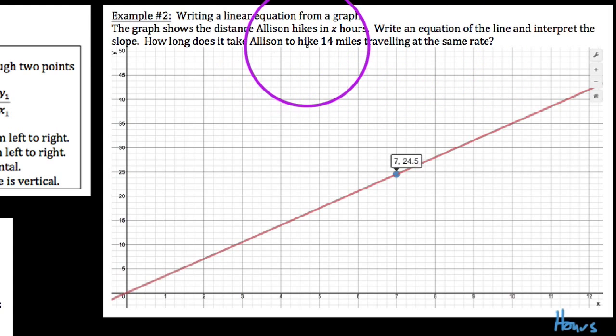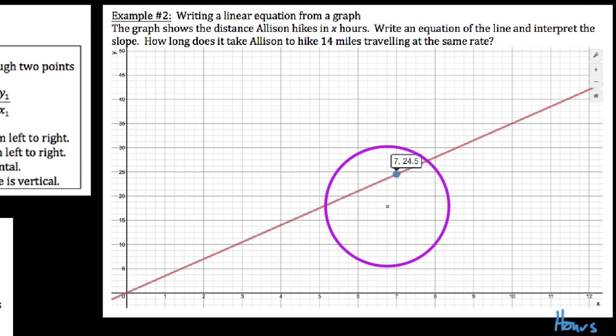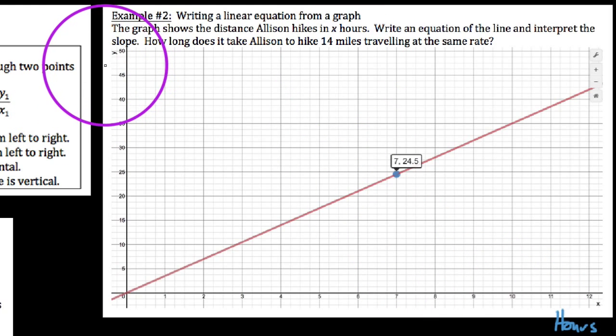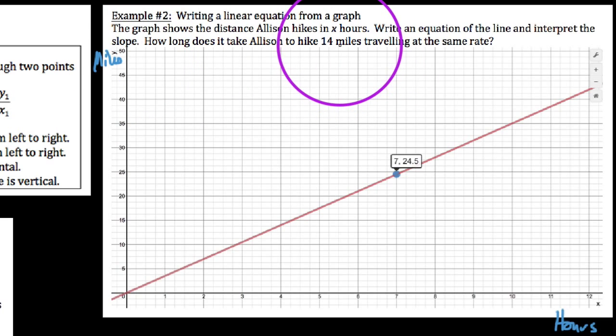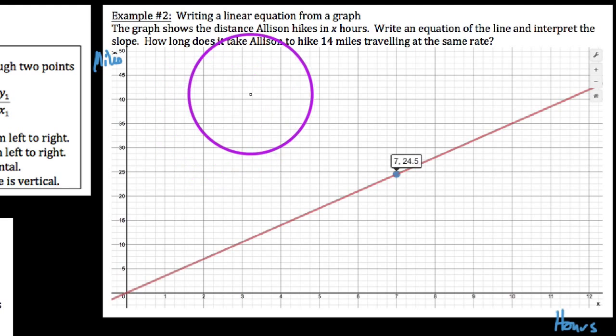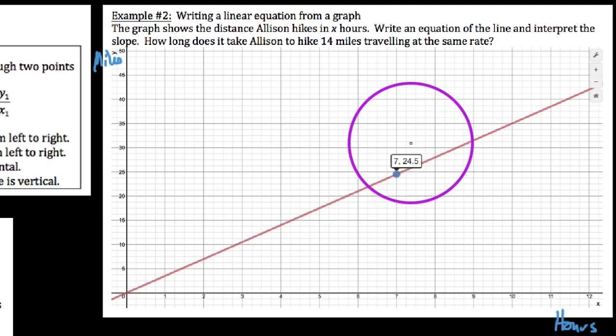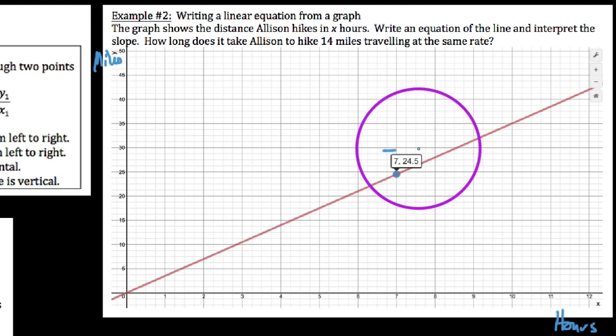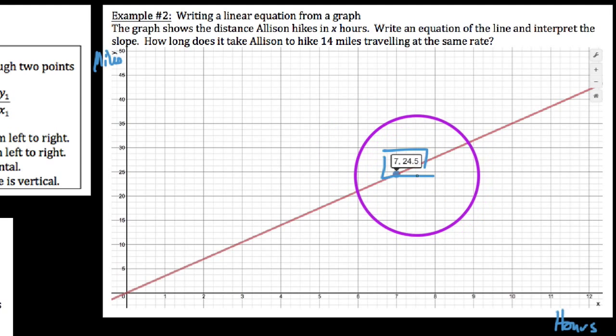I will tell you this: if we had an equation that related hours to the number of miles, or her distance in miles, then we could just plug in 14 miles and work backwards to find how many hours it is. So the goal will be to find the equation of this line. We notice that we already have one data point on the graph, the data point 7, 24 and a half.